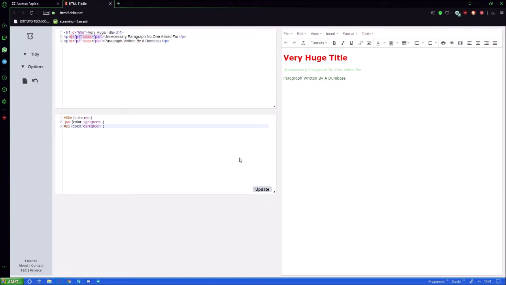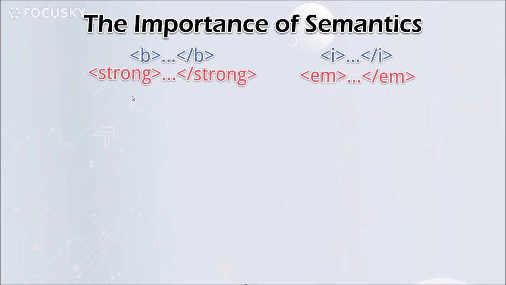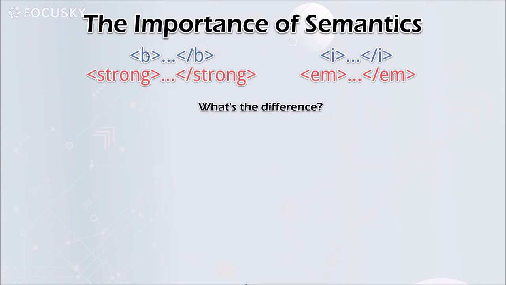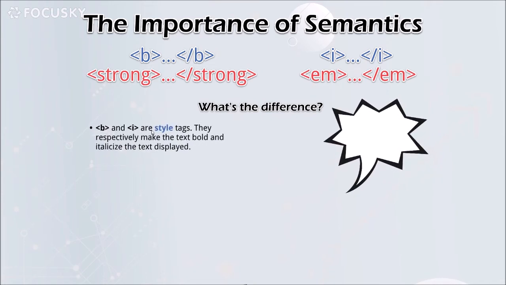Okay, enough. Let's proceed. Let's move on. Now I'm about to talk about something which is often overlooked, sometimes even by the teacher themselves, the importance of semantics. Take a look at these B and I tags and at these strong and EM tags. What's the difference between bold and strong and between italic and EM? Well, B and I are style tags. They respectively make the text bold and italicize the text displayed, and nothing else.